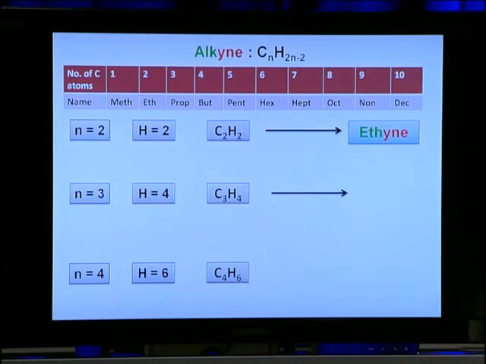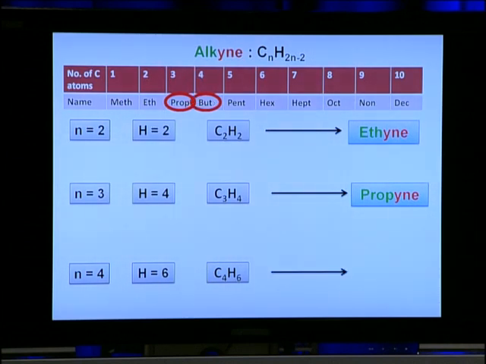Let's try naming the compound with C3H4. Since there are 3 carbon atoms, the prefix prop is added and then yne is added as a suffix. The name of this compound becomes propyne. This compound now has 4 carbon atoms. So when it has 4 carbon atoms, we assign the prefix but and then add yne, and it becomes butyne. So this is how we name the alkyne.